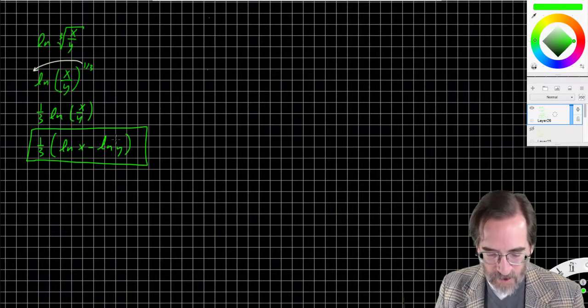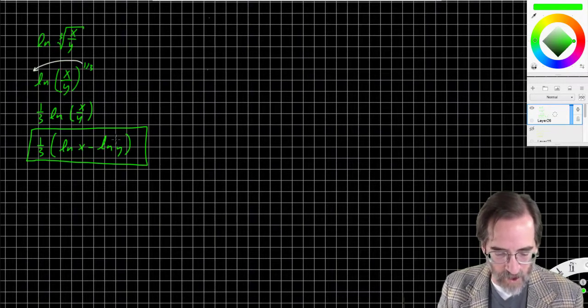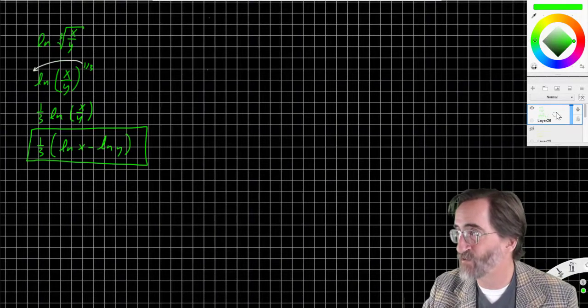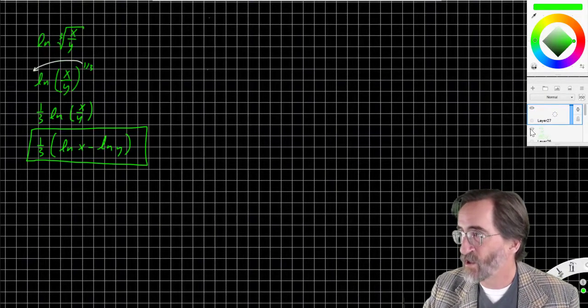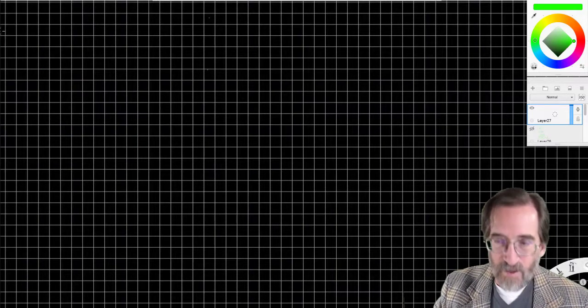Okay, we can solve logarithmic equations, and so I've got a couple of examples of these equations using logs. So here's one.